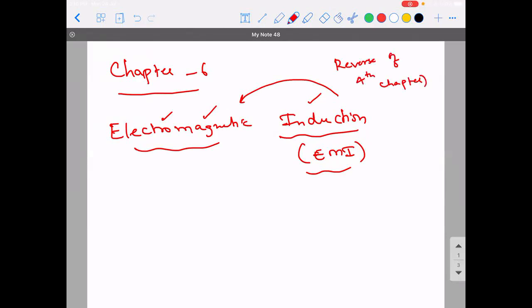What do I mean by the reverse of the fourth chapter? The fourth chapter told that if you have moving charges, then magnetism can be generated. Then what does this chapter say? If there is magnetism existing, then from that you can generate back moving charges. That's what this chapter is all about. That is why induction is getting generated. What is getting generated? It is electricity that is getting generated with the help of magnetism. That is the reason we call it electromagnetic induction. Am I clear, guys? So that is the overall introduction of this chapter.